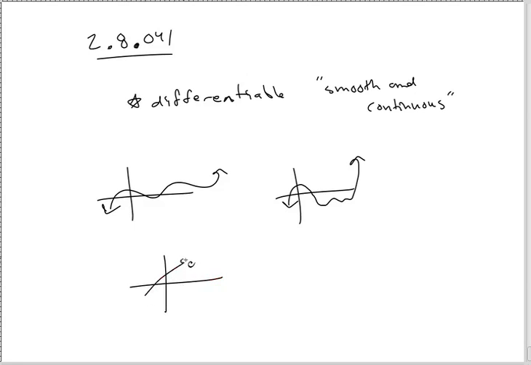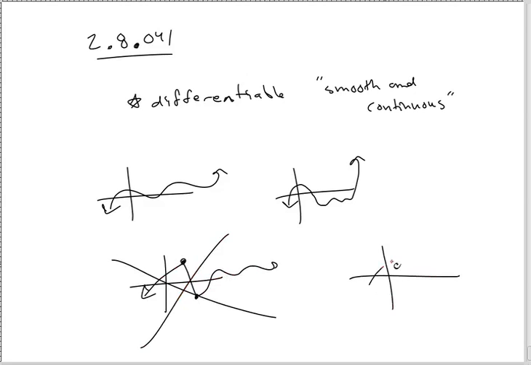But what if you go... Okay, see how they're sharp corners? That's not good. Okay, here's another one. Zero. Notice that it's not continuous, so that's not good. So differentiable means smooth and continuous, but that's the rough definition, I guess you could say.